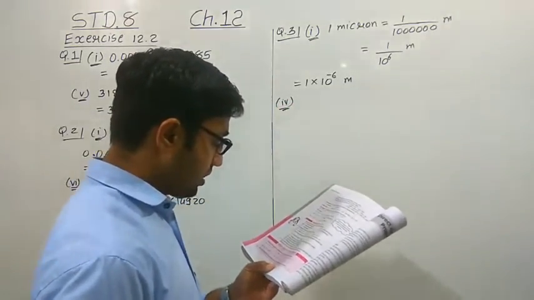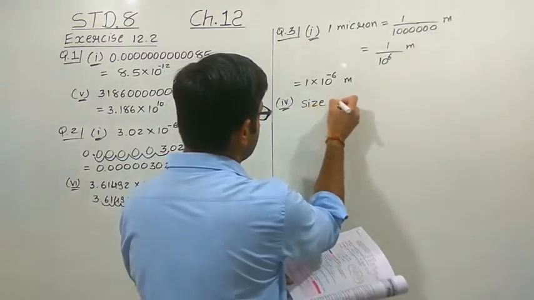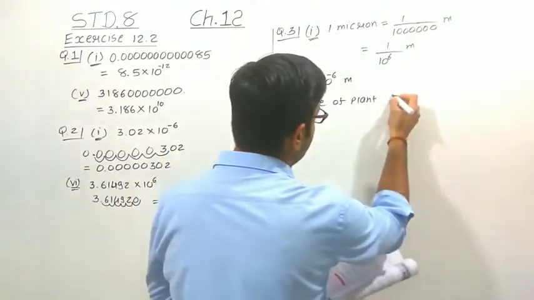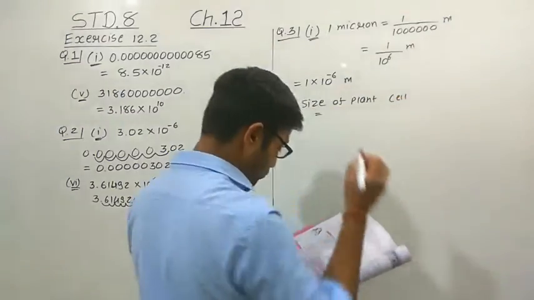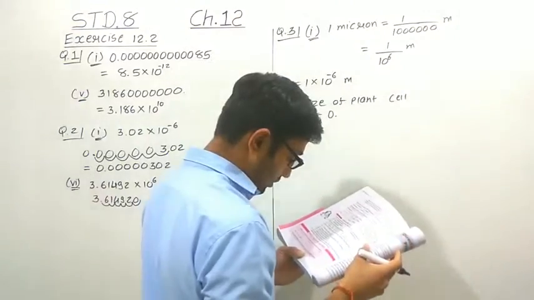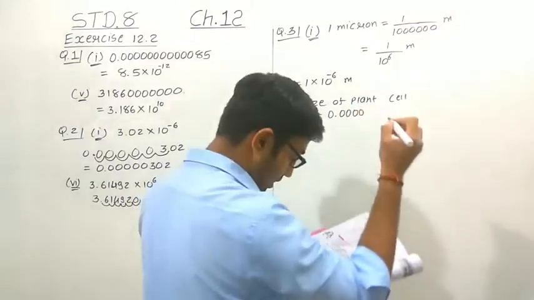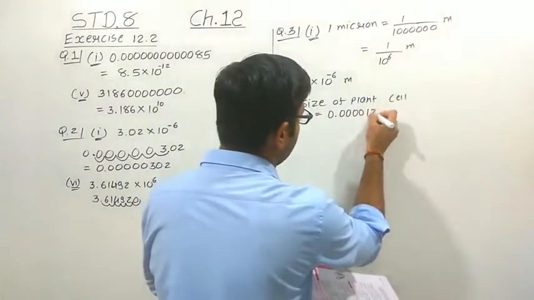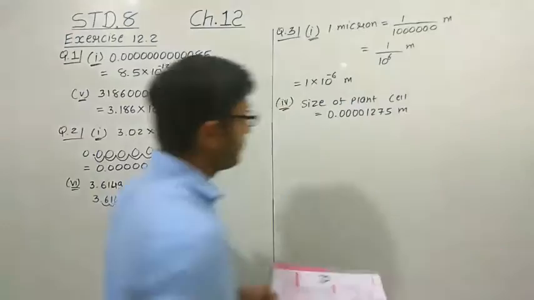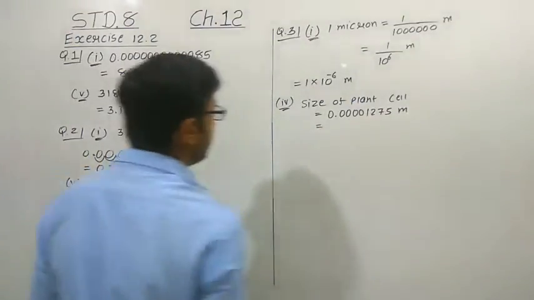The fourth one is the size of the plant cell. Size of plant cell is equal to, we have been given 0.000012755 and the unit is meter. Now we want to convert it into the standard form. It is easy. We have done it already.